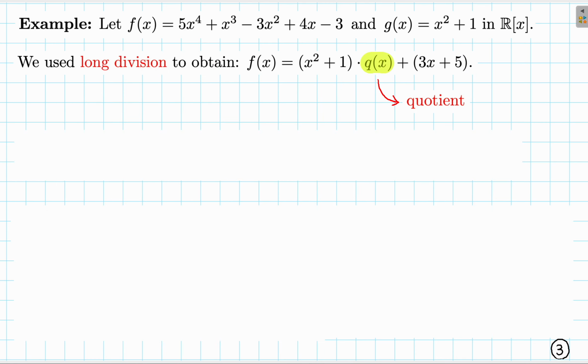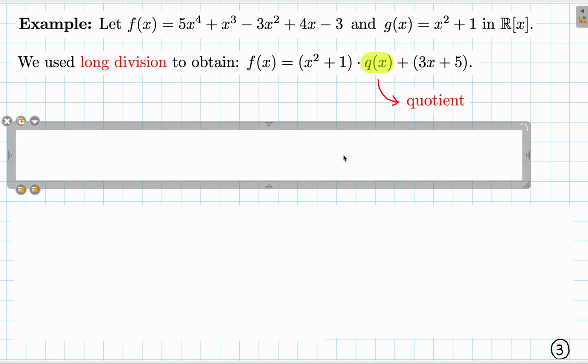We just used long division to divide f of x by g of x. And using that result, we can rewrite f of x as follows. F of x is equal to x squared plus 1, that's the divisor, times the quotient q of x, which was 5x squared plus x minus 8, but we'll just write it as q of x because that's not going to play a prominent role here, plus the remainder 3x plus 5.